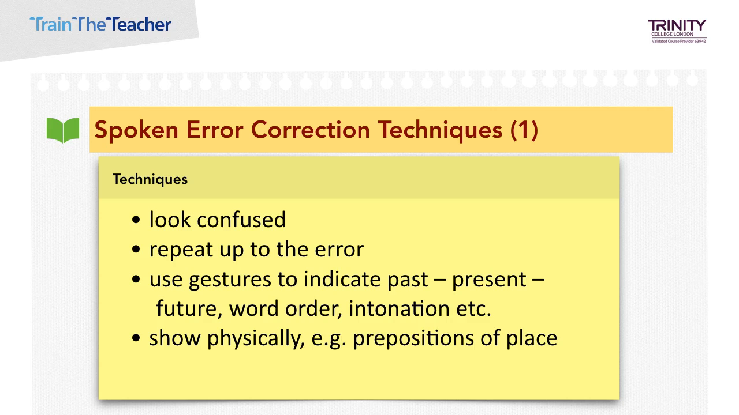You can show the error physically. For example, if students get prepositions of place wrong, you can indicate what they said that was incorrect, either kinesthetically or in a drawing if this is not possible, so they can see the effect the error could have on the listener's understanding. For example, if they said they got on a car, you could draw a stick man of a person on a car to hopefully elicit from the student that they want the word in.